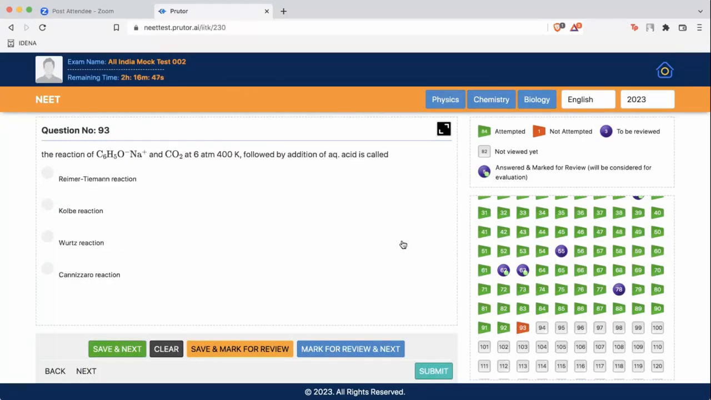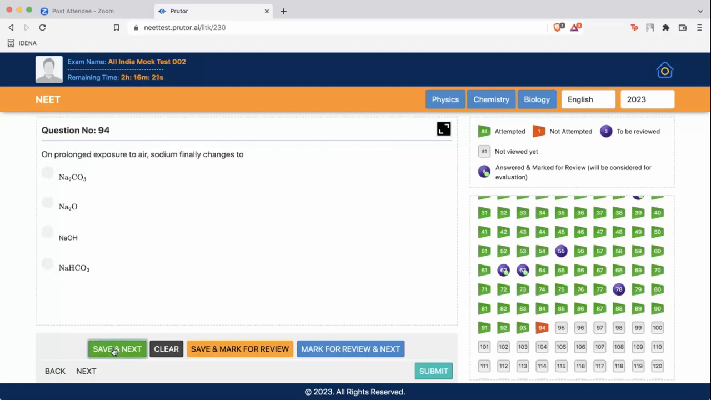In the reaction, CO2, for addition of aqueous acid, yeah. So here we get benzene with COOH attached, and it's an example of Kolbe's reaction. On prolonged exposure to air, sodium finally changes to a hydroxide. First it becomes oxide, and then with moisture, converts to hydroxide.